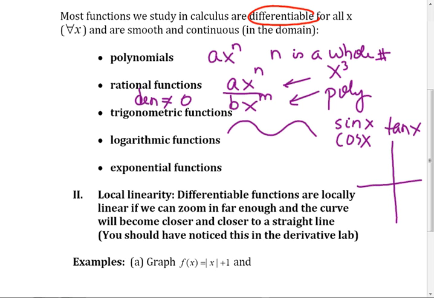Remember what the domain is for this? Tangent is going to be restricted to be between minus pi over 2 and pi over 2. So it's not differentiable at those vertical asymptotes, but everywhere inside. How about exponential functions? Oh, exponential logs. Let's start with the exponential.